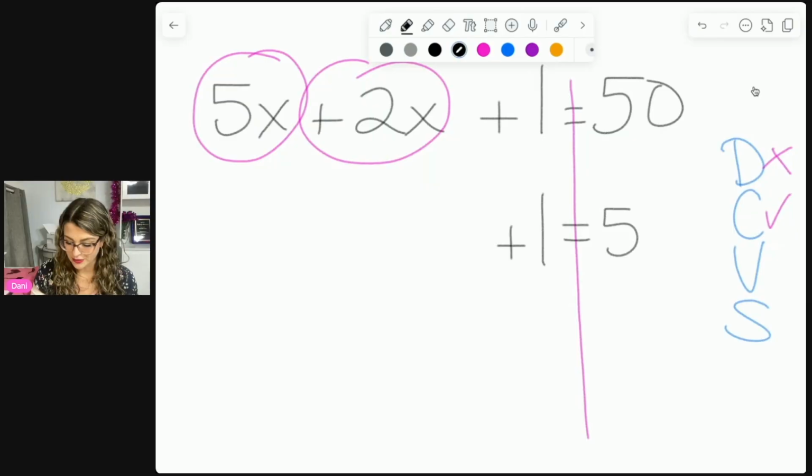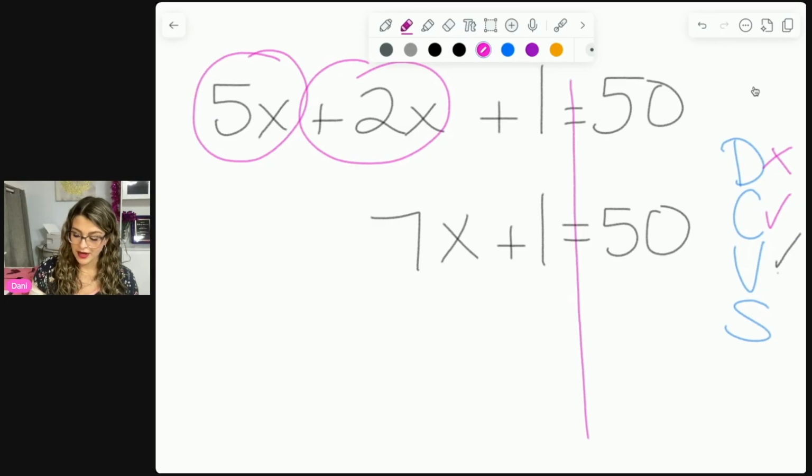We'll bring down our equals 50. And then I'm going to combine those two like terms. So 5x plus 2x is 7x. Okay. So now are the variables all on one side? Yes, they are. Life is good. So now we are just going to solve like our nice normal 1 and 2 step equations.